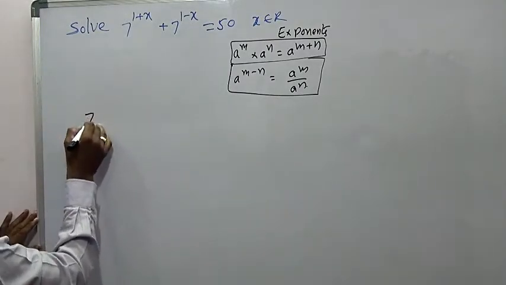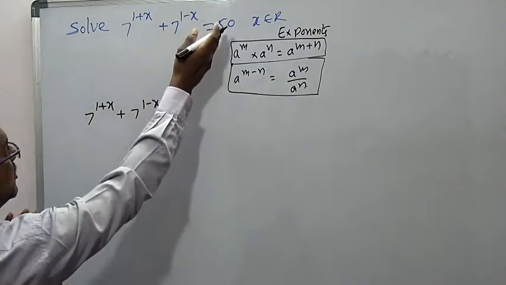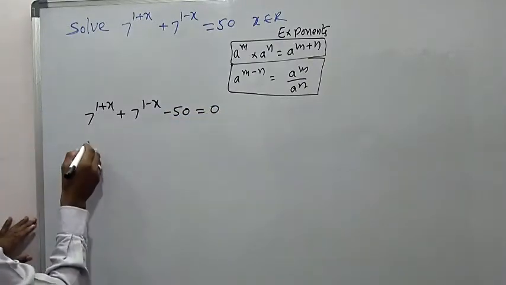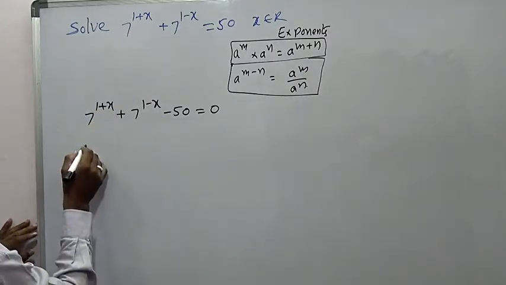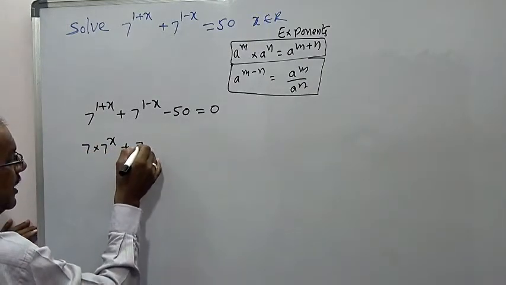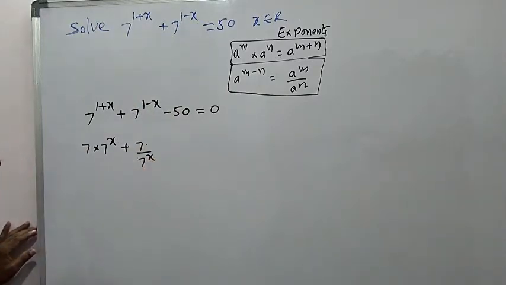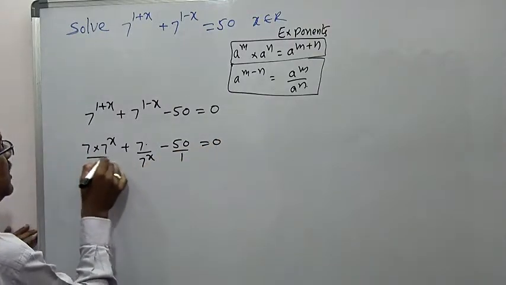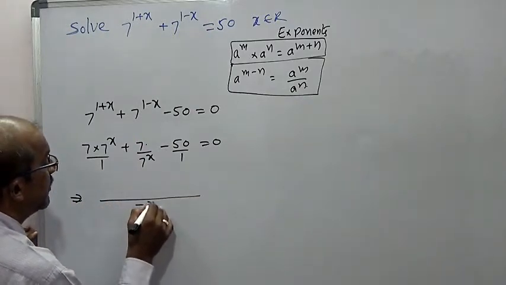So 7 power 1 plus x plus 7 power 1 minus x minus 50 is equal to 0. Now this is the a power m into a power n formula, a power m plus n. This is 7 into 7 power x plus 7 into 7 power minus x, which can be written as 1 by 7 power x, minus 50 is equal to 0. Let it be by 1, so the denominator is 7 power x.